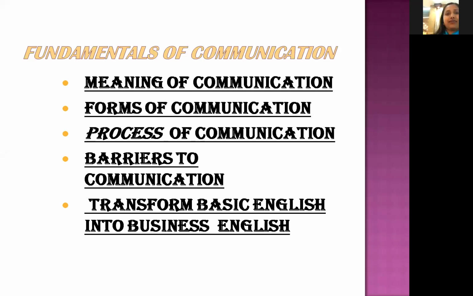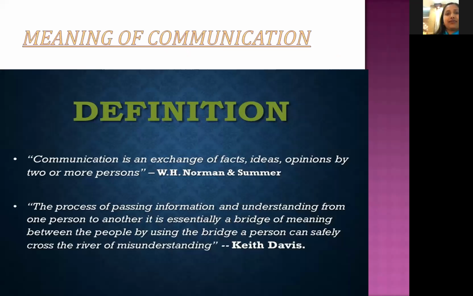Fundamentals of communication. So here, first, we are going to understand what is the meaning of communication. Communication is an exchange of facts, ideas, opinions by two or more persons. According to Keith Davis, the process of passing information and understanding from one person to another, it is essentially a bridge of meaning between the people. By using the bridge, a person can safely cross the river of misunderstanding.